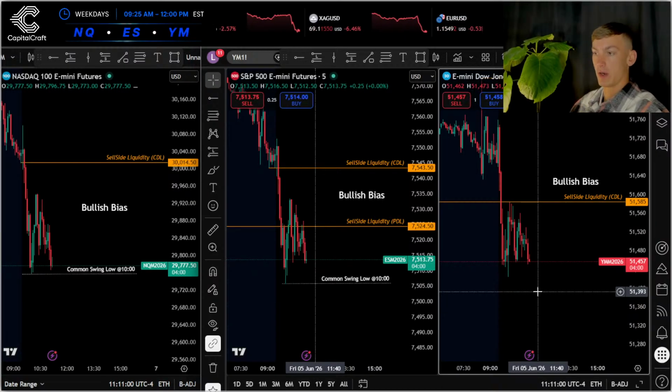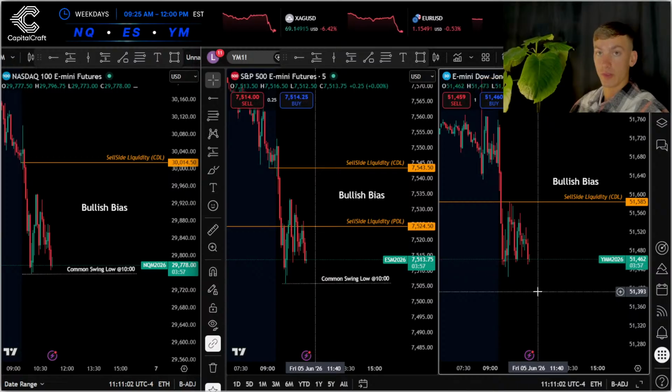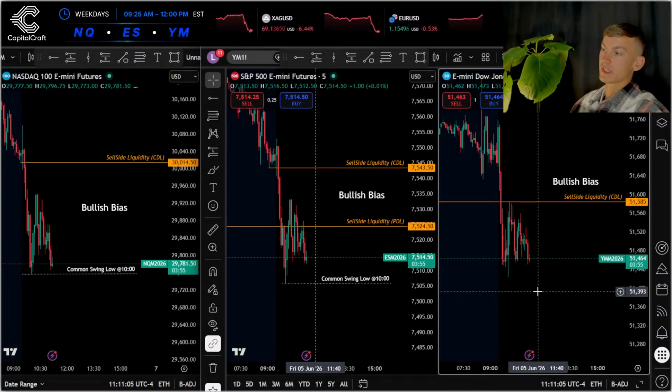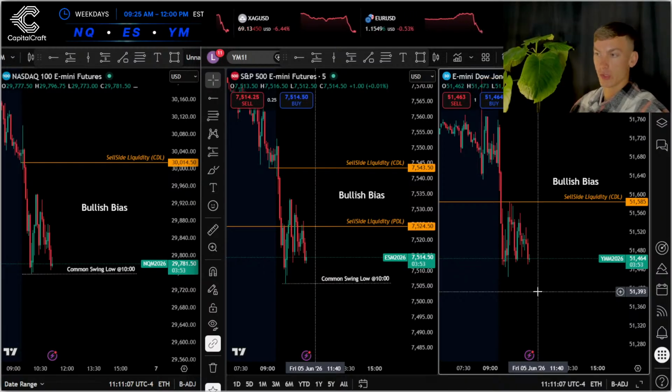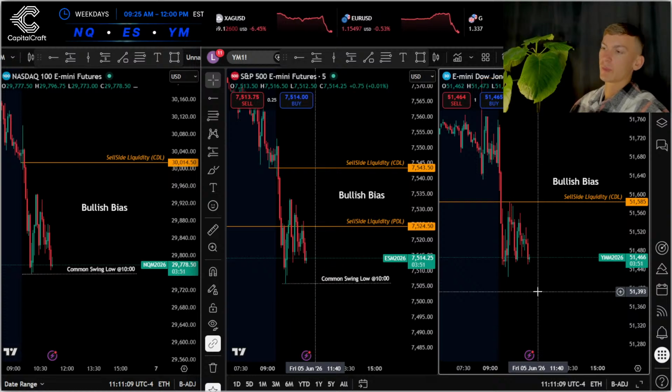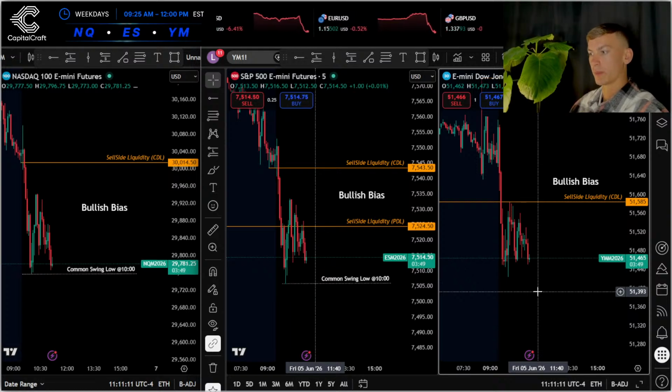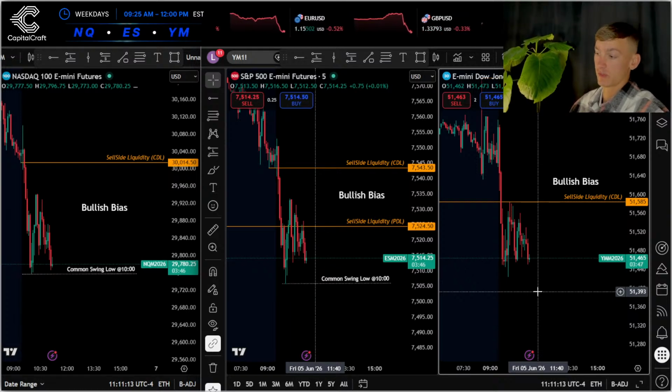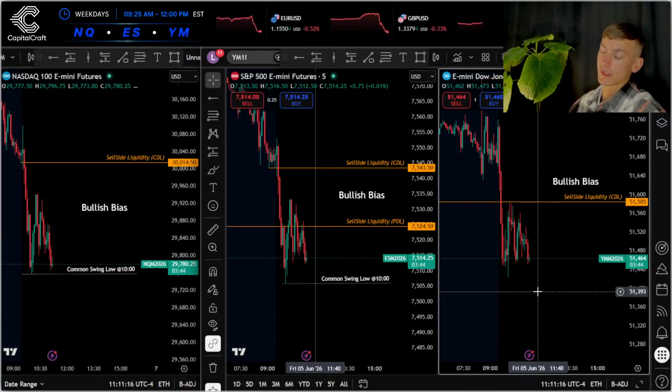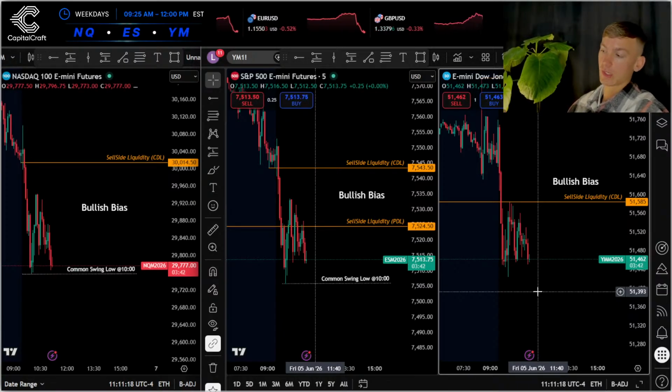Now that becomes very powerful when you use that with the wicks as well. So you want to see one pair not only wick below swing low, but also close below it, whereas the other asset cannot wick past or even close past that specific swing low. Okay, and what type of swing lows am I looking for? I'm looking at common swing lows.